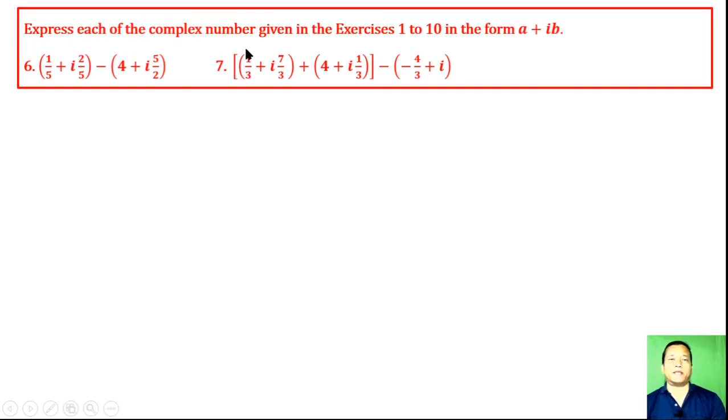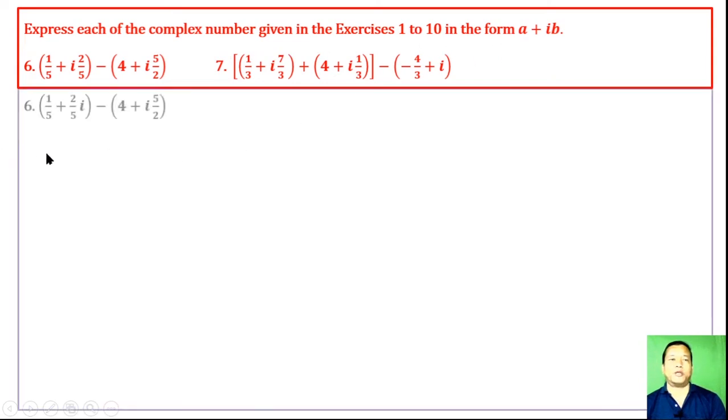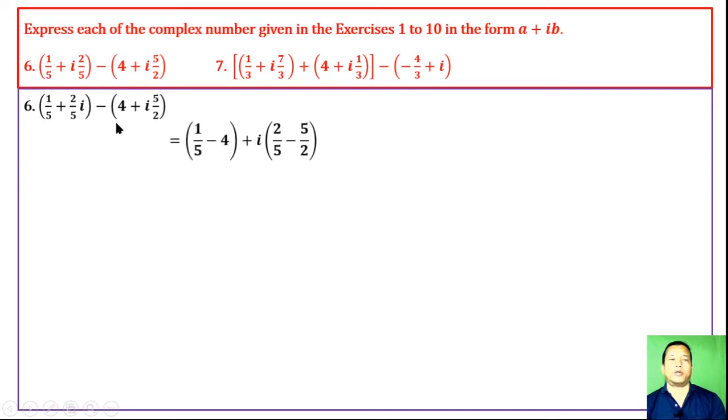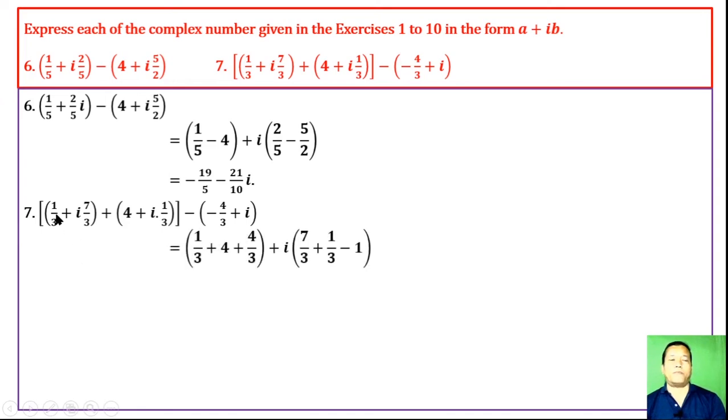Express each of the complex numbers given in the exercises 1 to 10 in the form a plus ib. For question number 6, open the bracket, and combine the real parts as well as imaginary parts. We get this, sum up, we get minus 19 by 5 minus 21 by 10 times i, which is in the form of a plus ib. For 7, we have to open, sum up, combine the real parts and combine the imaginary parts, that is the terms containing i. We get this, simplify. Lastly, we get 17 by 3 plus 5 by 3 times i, which is in the form of a plus ib.